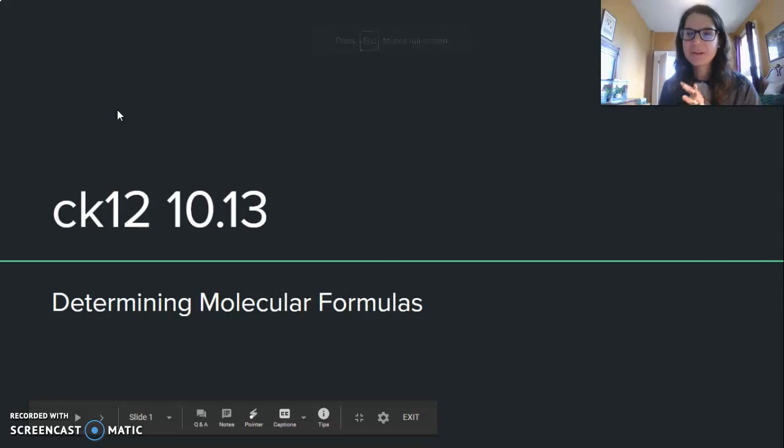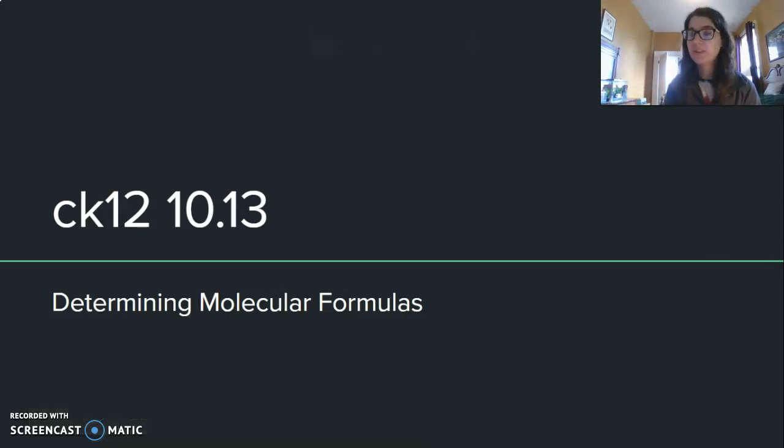Hi Chem, today we're going over section 10.13 in CK12, and this is determining molecular formulas. Last week we were able to figure out how to determine the empirical formula. Today we're going to figure out how to do the molecular formula.